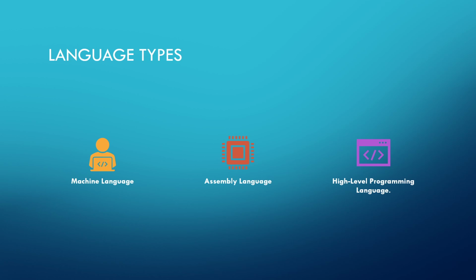We have assembly language, which is essentially the midpoint between the machine language and the high-level programming languages. Assembly language is considered the mid-level, and it is a mix between readable code and more technical hardware functionality. So you still need to know about the hardware that you're using in order to use assembly language.